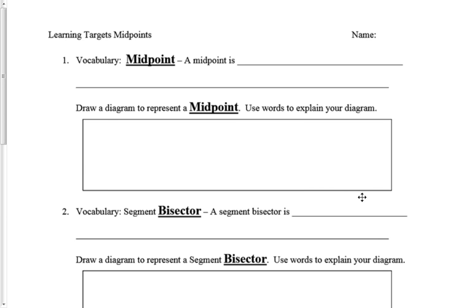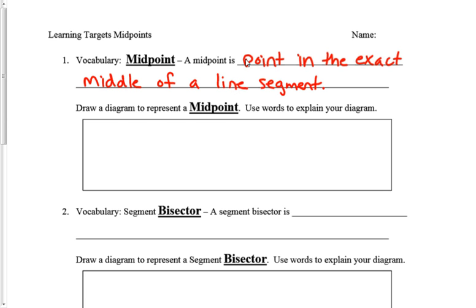Today's lesson is about midpoints. We're going to start with our vocabulary, and the first word is what a midpoint is. A midpoint is a point, and this point is in the exact middle of a line segment. So it cuts it exactly in half. So again, a midpoint is a point in the exact middle of a line segment.